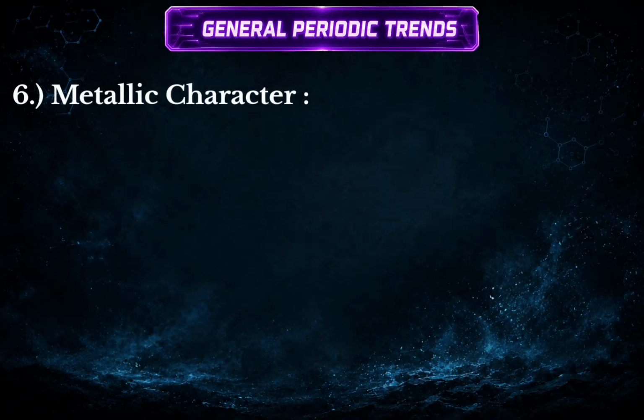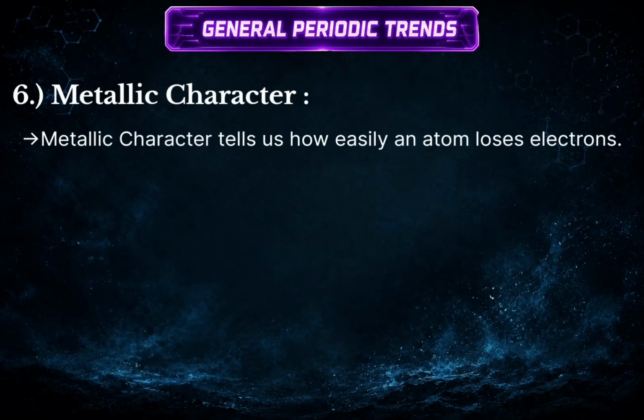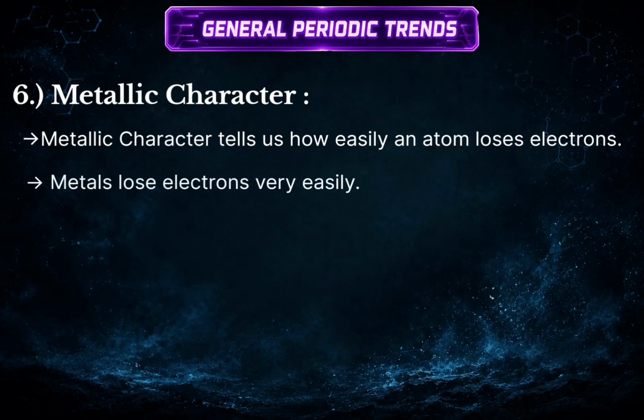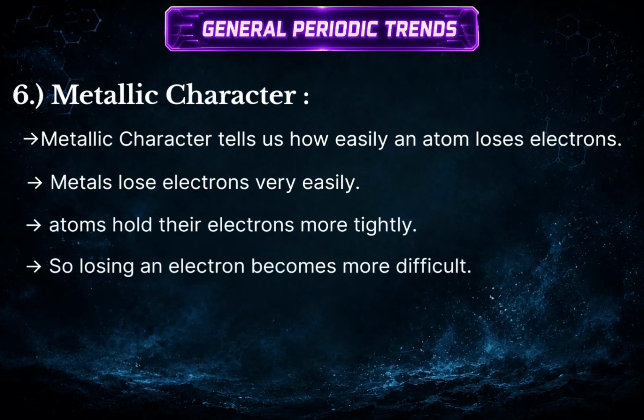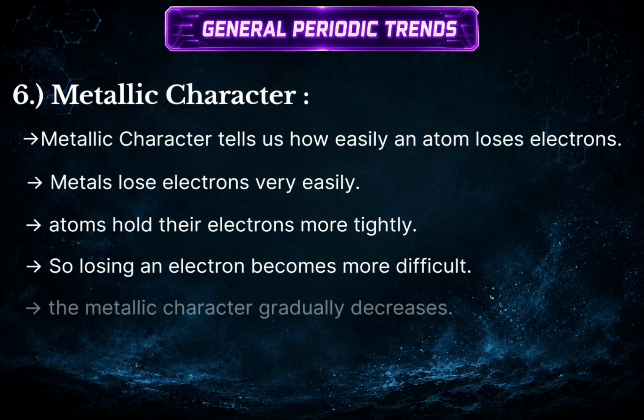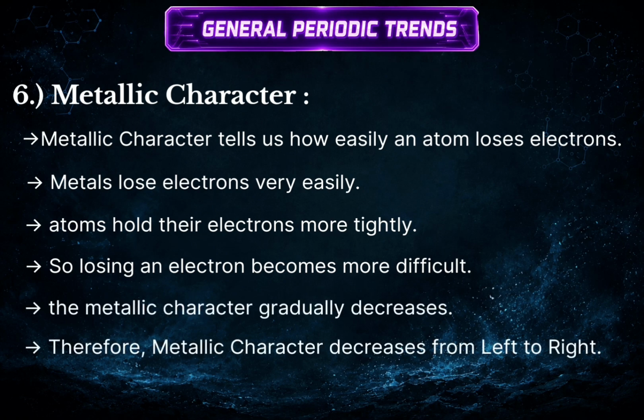Now let's discuss our final trend. Metallic character tells us how easily an atom loses electrons. Metals lose electrons very easily. But as we move from left to right, atoms hold their electrons more tightly. So losing an electron becomes more difficult. As a result, the metallic character gradually decreases. Therefore, metallic character decreases from left to right.